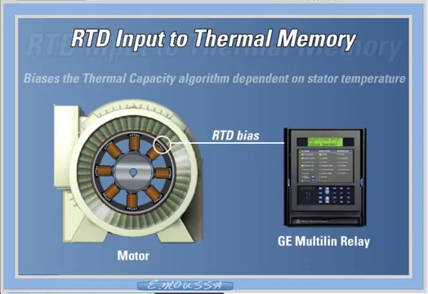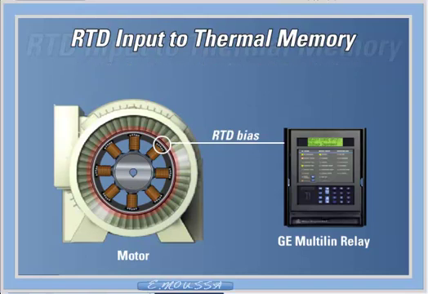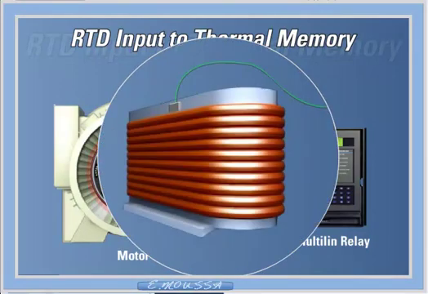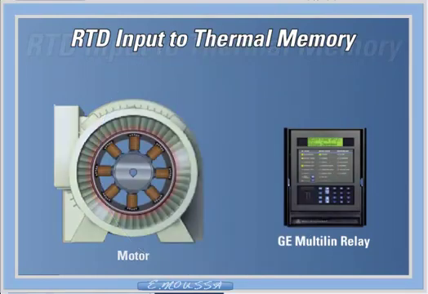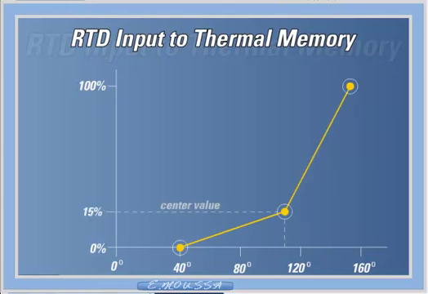When this function is enabled, a second value of thermal capacity used is calculated from the measured stator temperature. This value is used to correct the thermal model, modifying the value of thermal capacity used due to measured, or calculated equivalent, overload currents. The thermal capacity is determined by looking up the corresponding temperature on the programmed RTD bias curve. For example, if the RTD bias curve were programmed as shown, and the maximum stator temperature was 130 degrees Celsius, the corresponding thermal capacity would be approximately 53%.